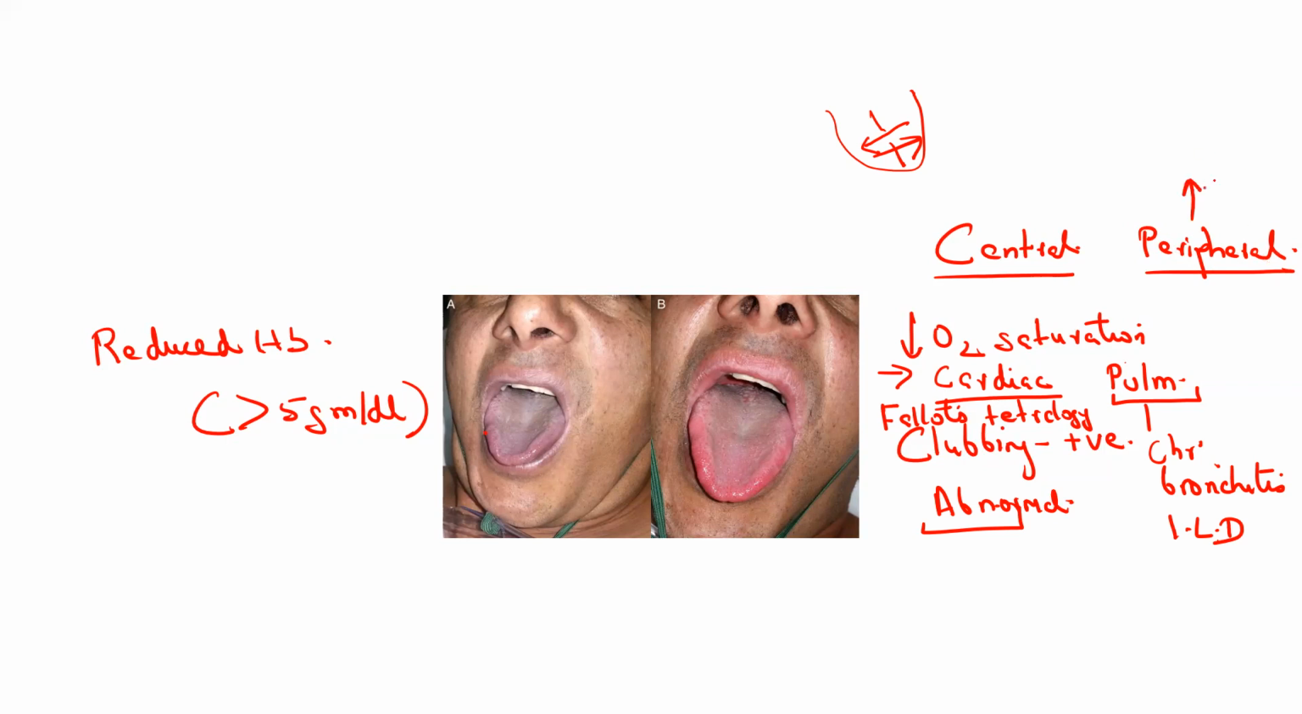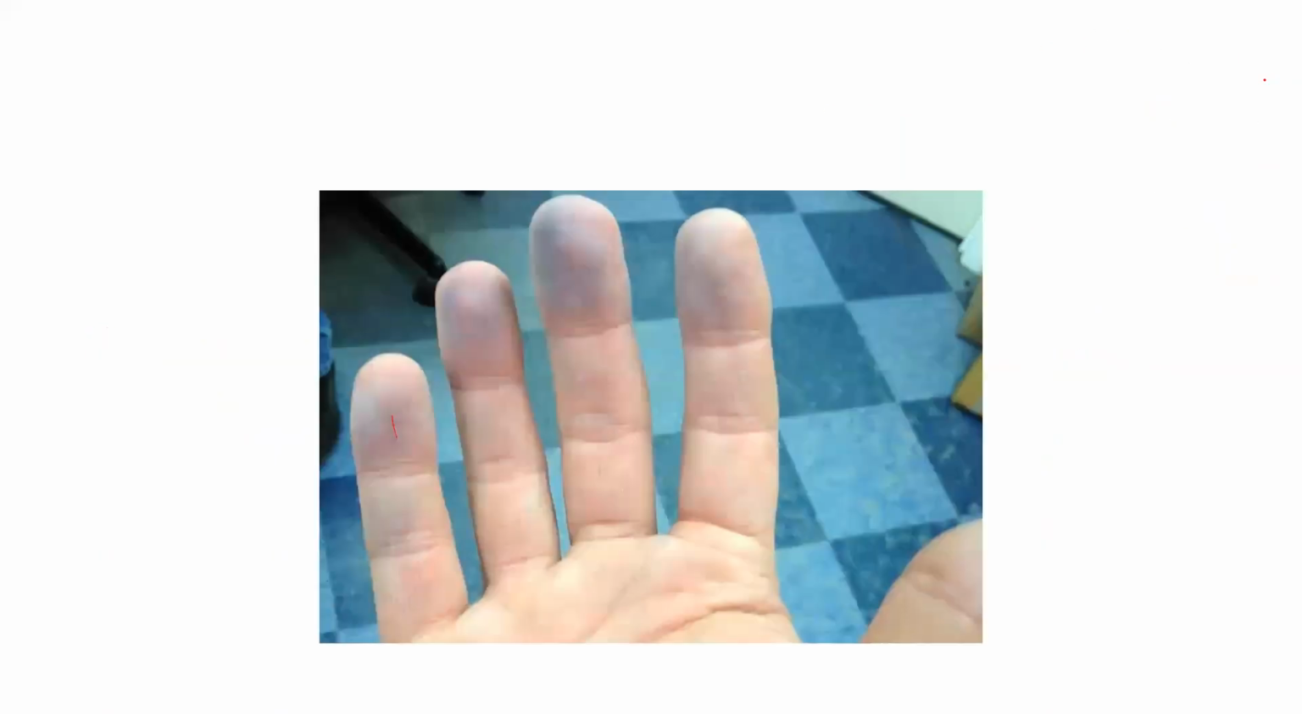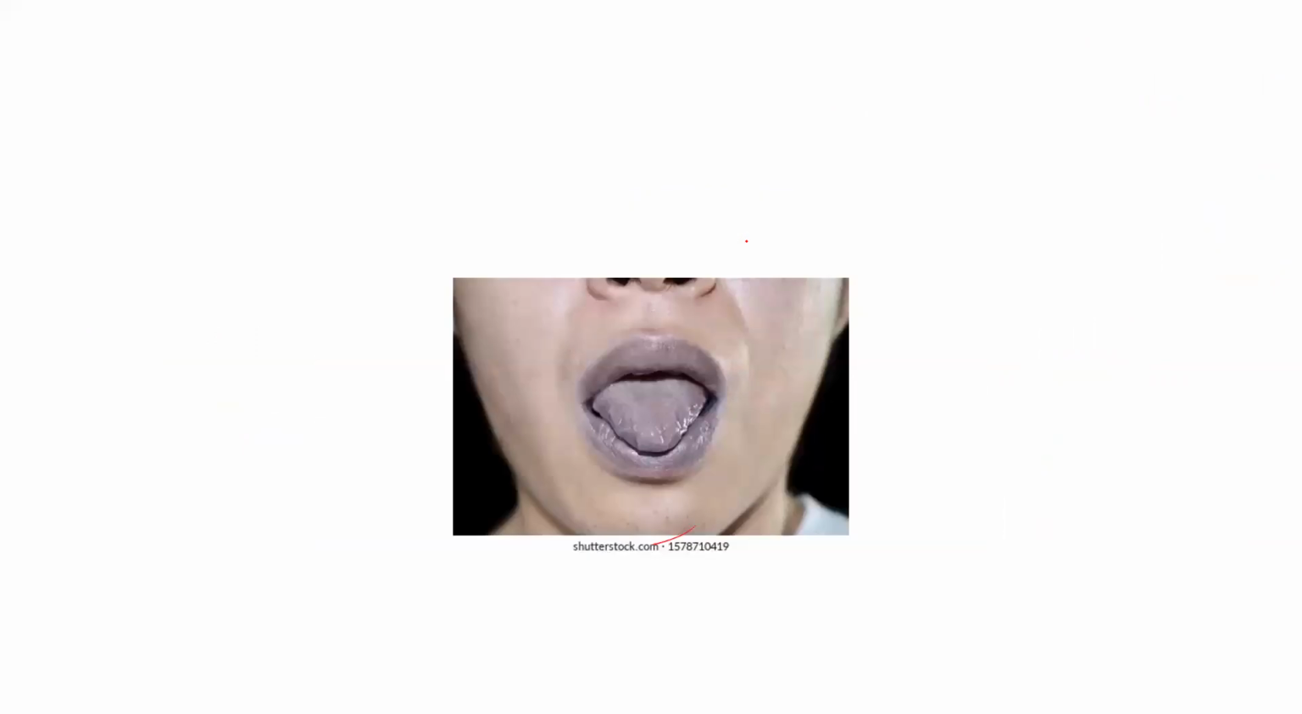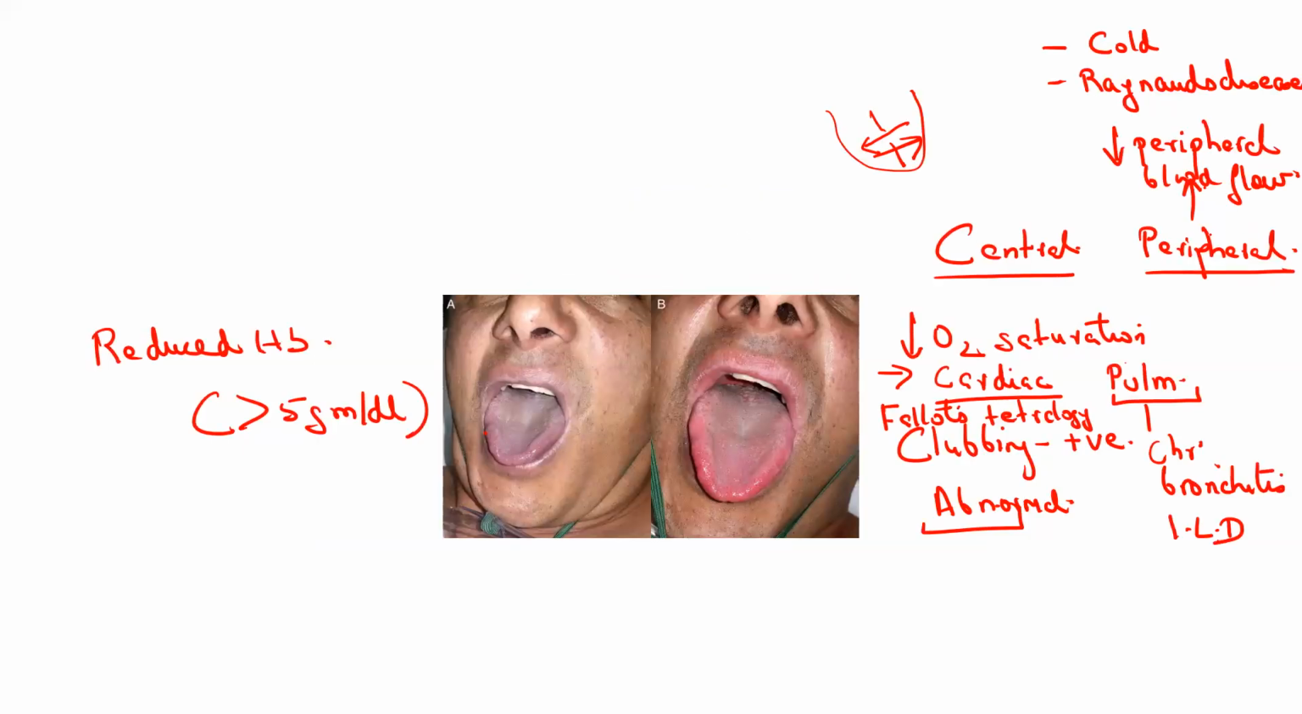Peripheral cyanosis occurs when there is diminished peripheral blood flow. The blood reaching the peripheries is diminished. Now, why will the peripheral blood flow be diminished? It can be exposure to cold. I'll take another class on Raynaud's disease. You'll see how these patients of Raynaud's disease have peripheral cyanosis mainly affecting the fingers. So Raynaud's disease, excessive exposure to cold, certain drugs, peripheral vascular disease.